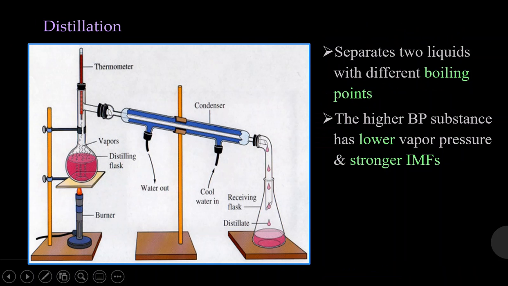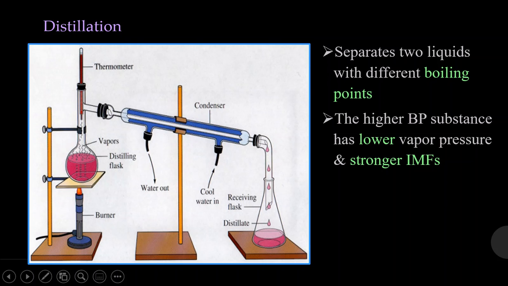Oops, let me go back here. So the basic setup in the picture shows the distilling flask, which has your mixture in it. And then you have your heat source underneath it. You can use a Bunsen burner or hot plate, depending upon how high the boiling points are. And this one's showing a simple distillation, which goes straight up.